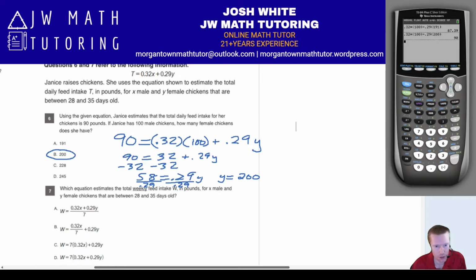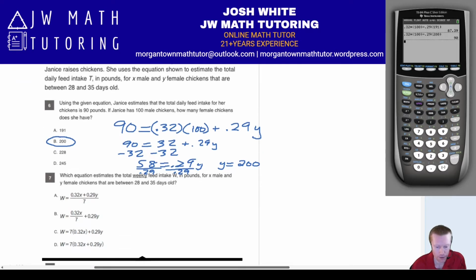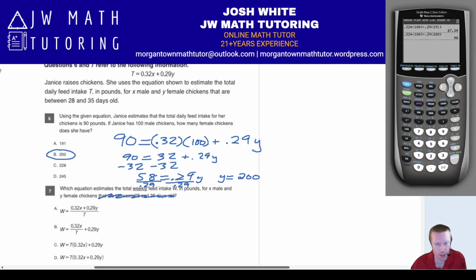Essentially, what we're going to do for this problem is estimate the total weekly feed intake in pounds for both X and Y. So, first of all, the 28 and 35 days old thing, that's irrelevant. That's already given information in the problem up here that this formula applies to. So, you don't even need to do anything with that. That's just telling you that it meets whatever criteria you're given. So, if you look at the equation here, this is the daily intake. If you wanted to find the weekly intake, that would be the total amount of food each day over 7 days.